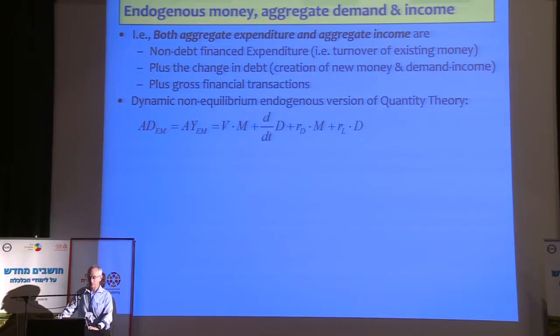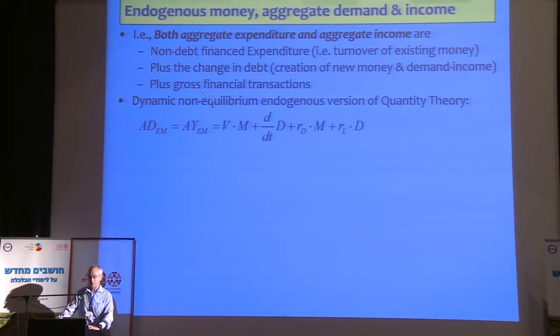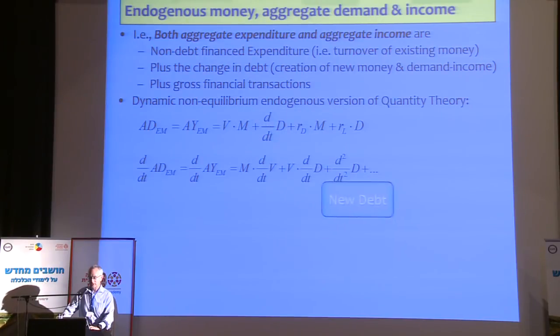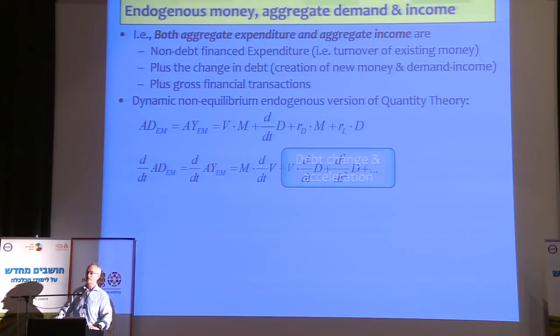Because Milton Friedman used to argue that you could say prices times output was equal to the velocity of circulation times the amount of money. That was Friedman. When you look at it properly, it's got to also include new debt. So it's a dynamic version of that equation. And when you look at the rate of change in aggregate demand, you get the acceleration of debt turning up as well as the level of debt.